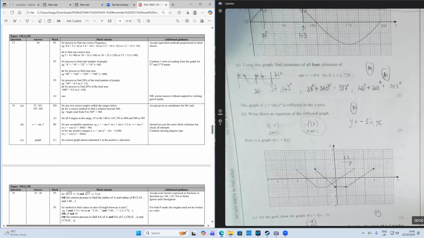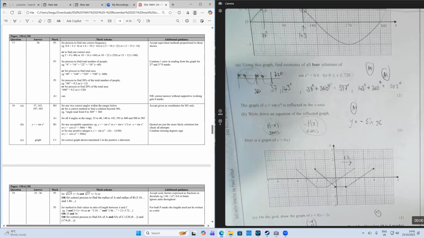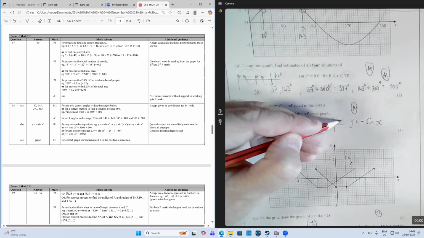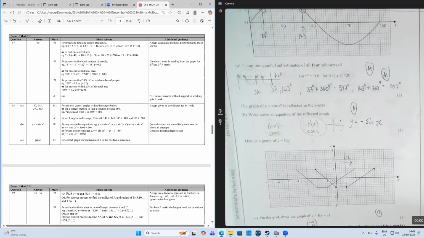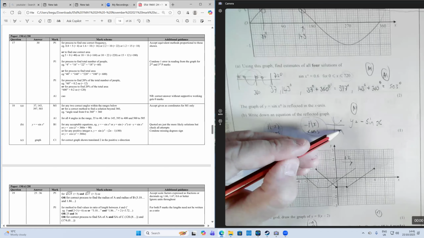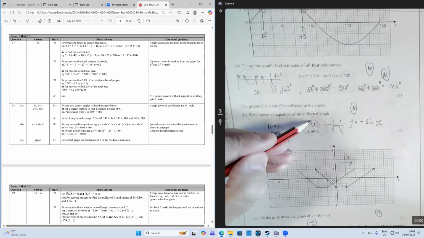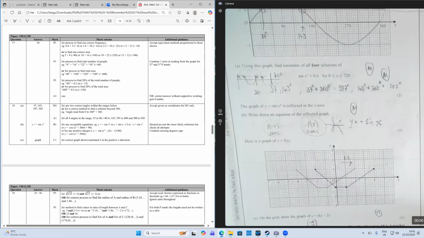Now, when I was learning this, the way that helped me to remember it is that the f of x value is the y value. So if you've got a graph and you have a y value and you put a minus in front of the y value, it's going to end up down there. And if you do that to every single point on that graph, putting a minus in front of the y value, you're reflecting it in the x-axis. So that's what helped me when I was first learning these graph transformations.